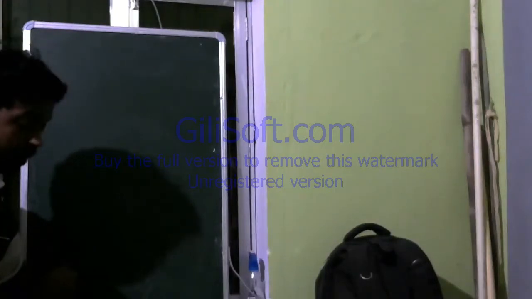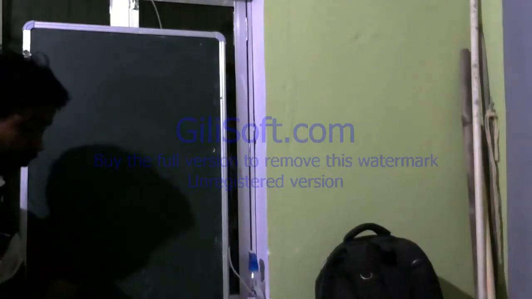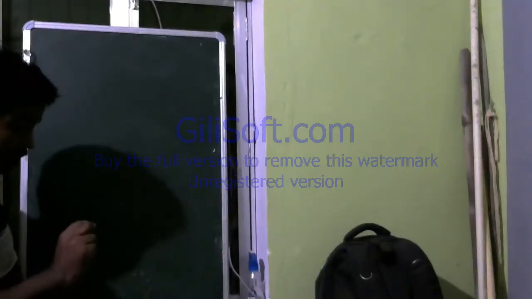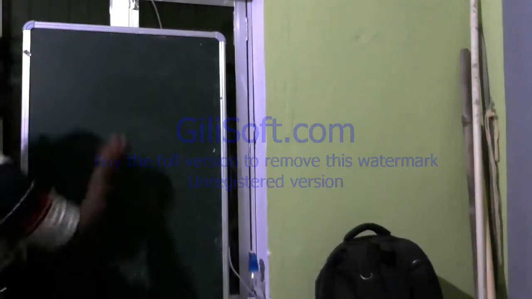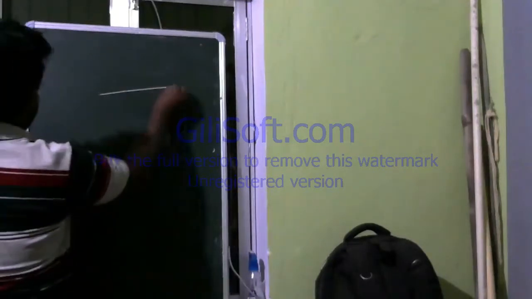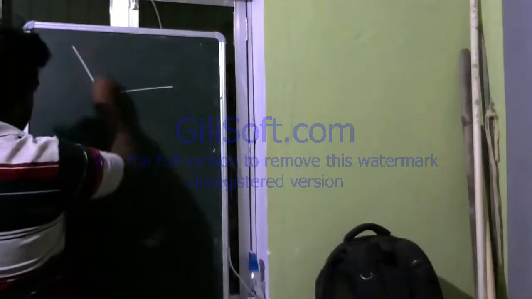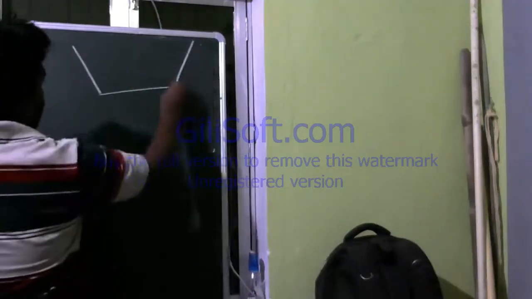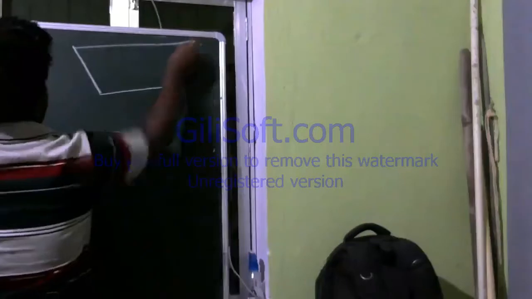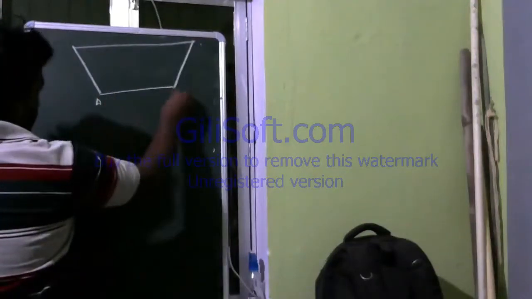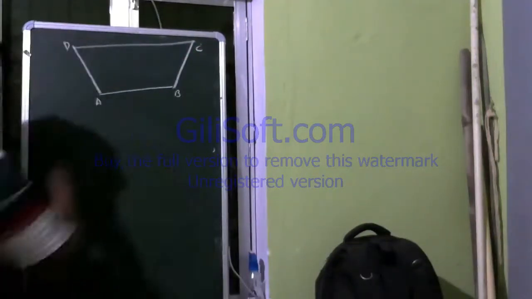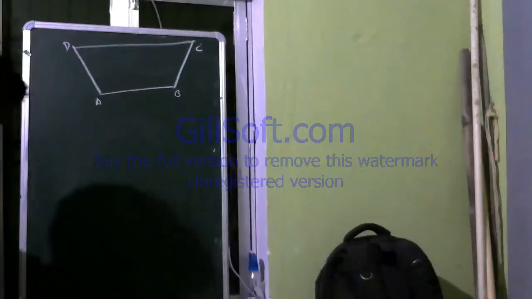The diagonals of a quadrilateral ABCD intersect each other at point O such that AO by BO is equal to CO by DO, then show that ABCD is a trapezium. Okay, the diagonals of a quadrilateral ABCD. Look here, I'm going to make the figure. ABCD is a quadrilateral.